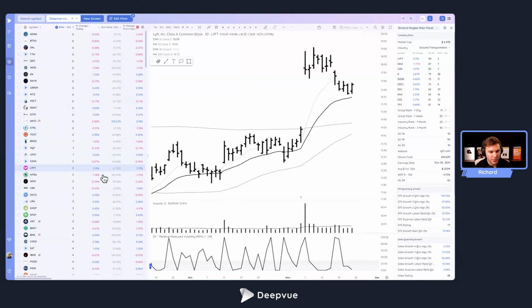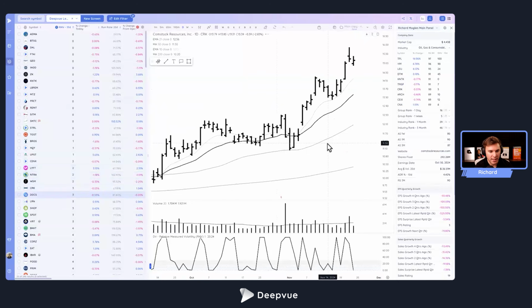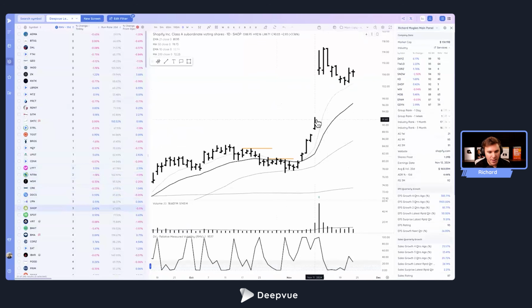So that's how I spacebar through and complete my routine and look for those top stocks and top ideas that are showing those tight areas. SHOP showing up right here. So it helps you spot the VCPs as well as the recent earnings gappers. It's sorting by RMV this way.